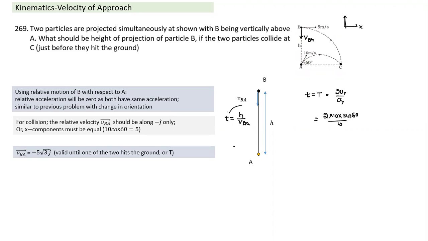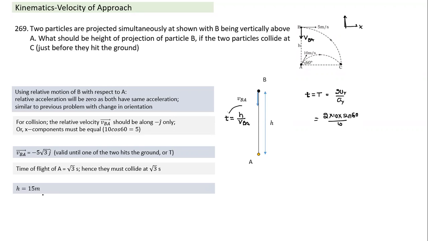So based on this we equate, and we get this expression. VBA is equal to minus 5 root 3 j cap. This is valid until one of them hits the ground, up to time t. So the time of flight of A is equal to root 3 seconds. So they must collide at root 3 seconds, and the height has to be 15 meters. Root 3 seconds times the distance of 15 meters. Dhanshi, what was your answer?